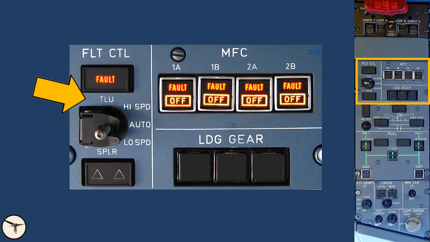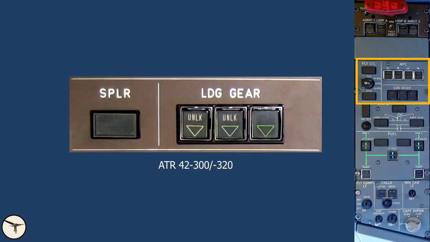TLU means travel limitation unit and restricts rudder deflection at high speeds. If the TLU fails, it can be operated manually with this guarded switch. ATR-42-300 and 320 do not have TLU.